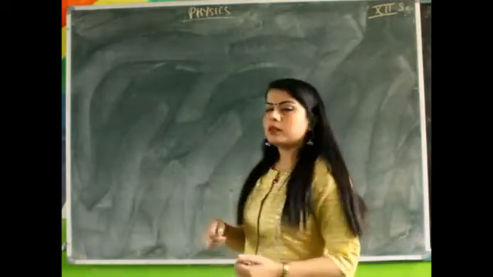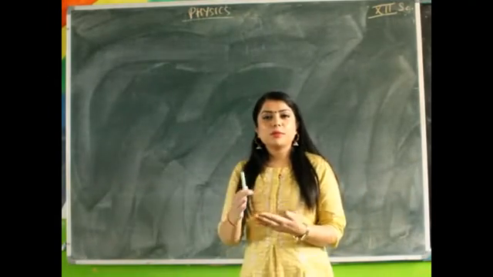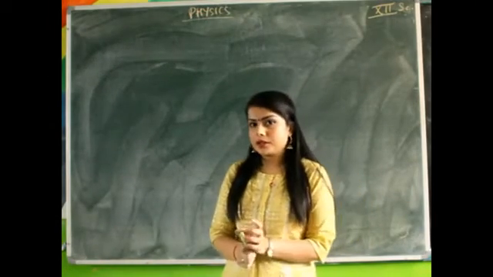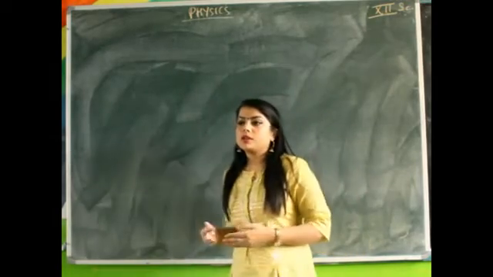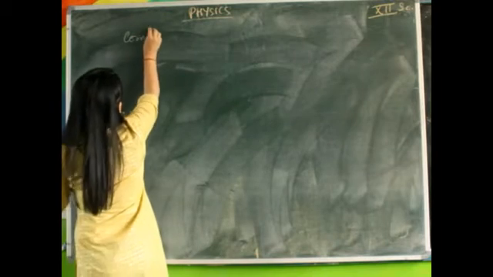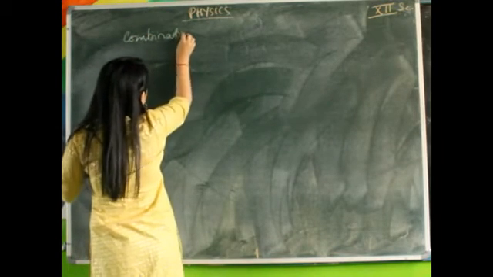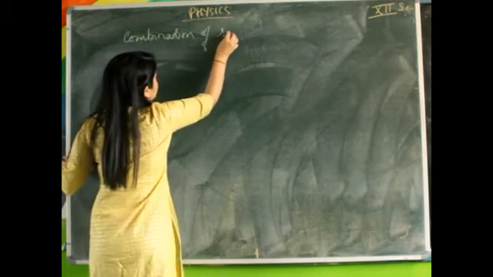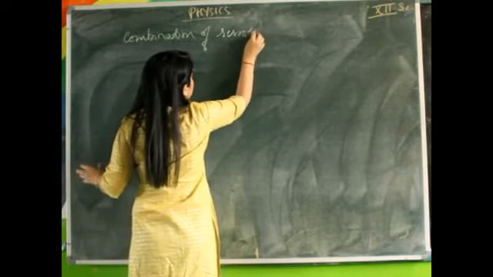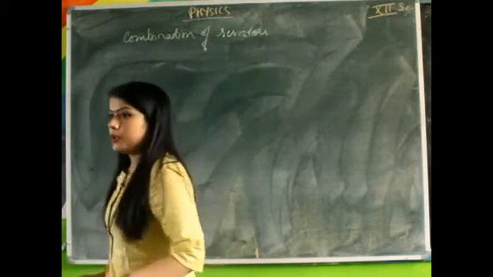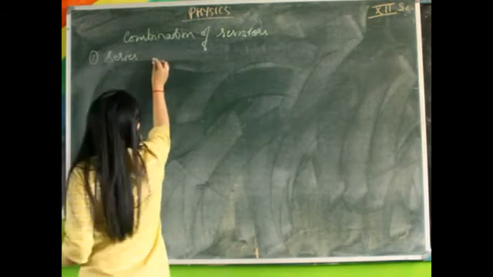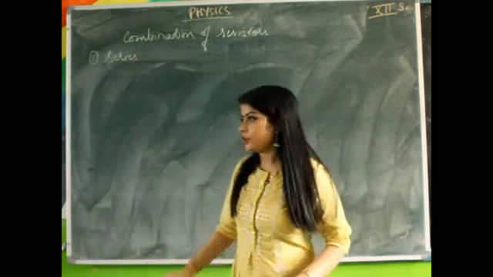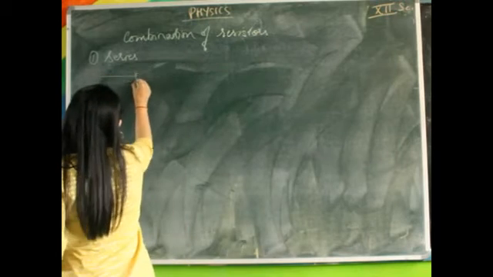Now till now we have studied how to find the value of the resistance from the colors given on the resistor. Now we will find the combination of resistance. What will be the value for the combination of resistance? First, there will be 2 combinations. One is series combination and the other is parallel combination. So I'll draw a simple diagram here.